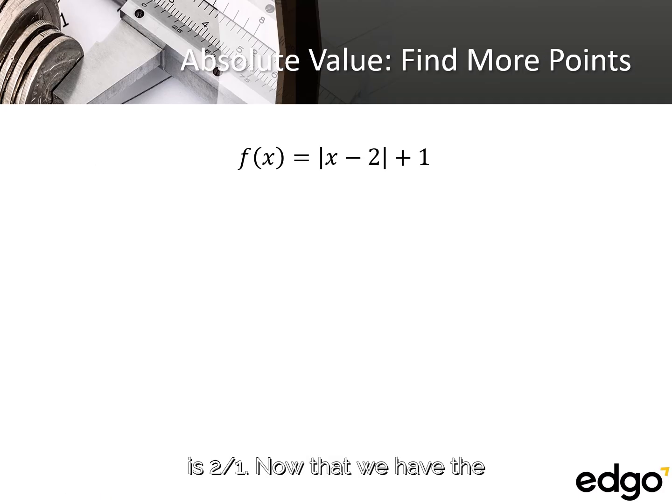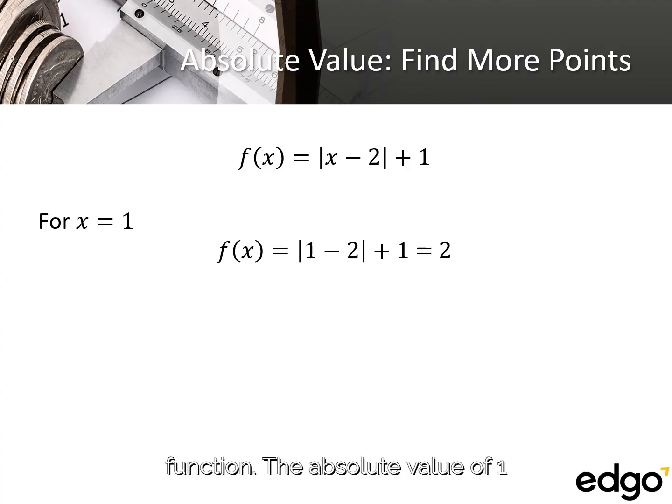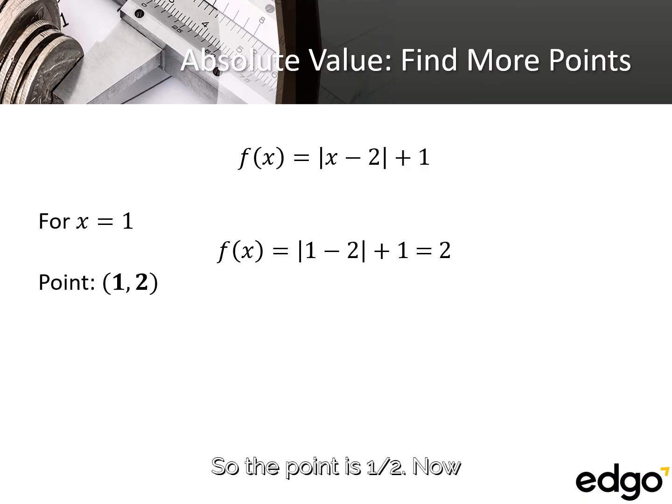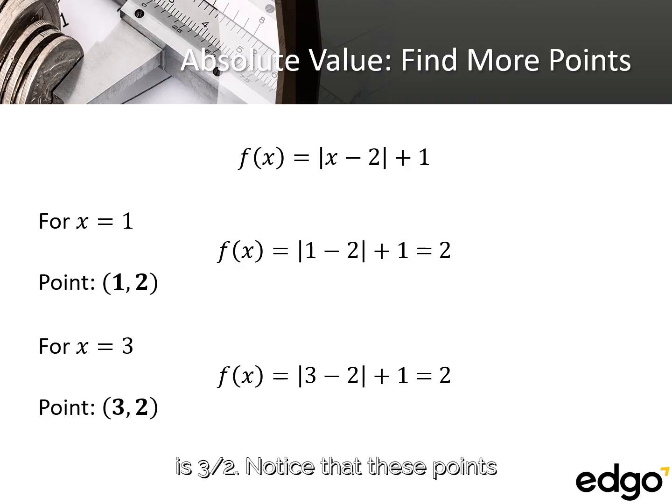Now that we have the vertex, let's find some more points. For x equal to 1, we substitute 1 into the function. The absolute value of 1 minus 2, plus 1, equals 2. So the point is (1, 2). Now let's try x equal to 3. The absolute value of 3 minus 2, plus 1, also equals 2. So the point is (3, 2).